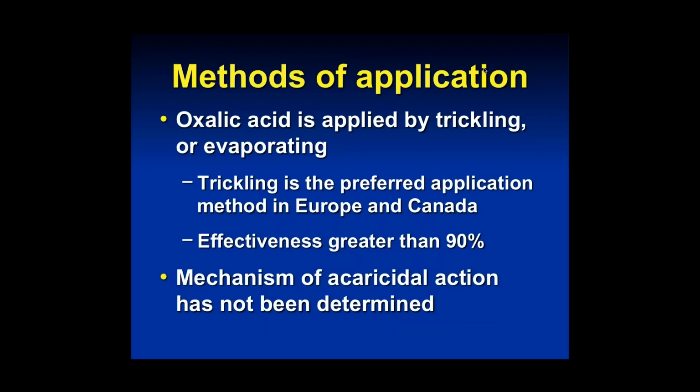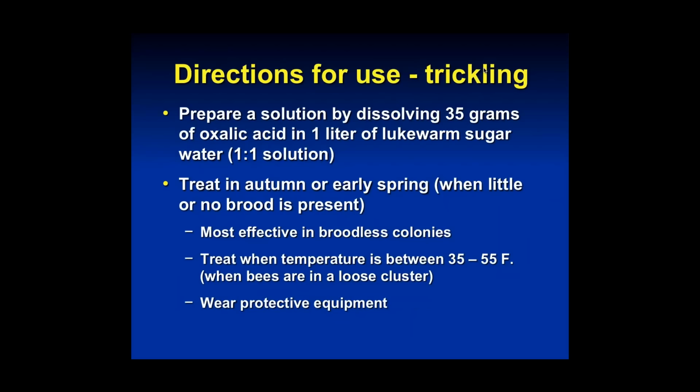It can be applied by trickling or evaporating. Trickling is the preferred method in Europe and Canada, and effectiveness is greater than 90%. Some of the studies have been done when there was still some brood in the colony, and in my studies with colonies that we checked to make sure they were broodless, the control was better than 98%. The mechanisms of acaricidal action are not fully known. There's a lot of speculation, but we really don't know why it works.